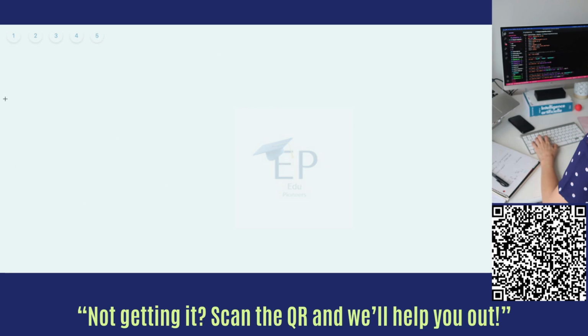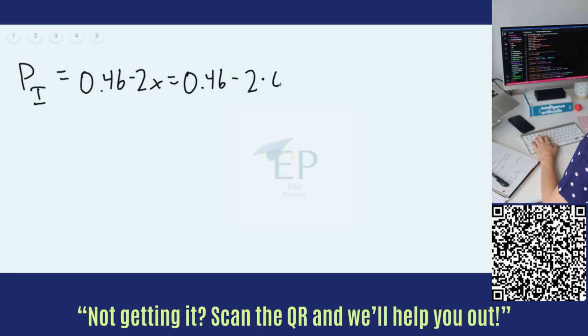And so now that we have our x, we can find our new equilibrium pressures. So the partial pressure of I was 0.46 minus 2x. So 0.46 minus 2 times 0.0567328. And that equals 0.347 atmospheres.